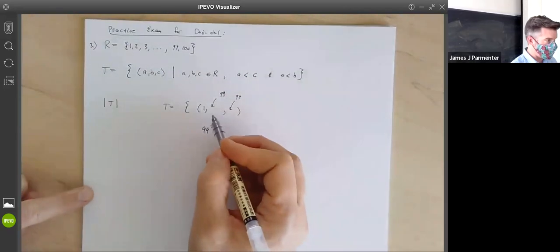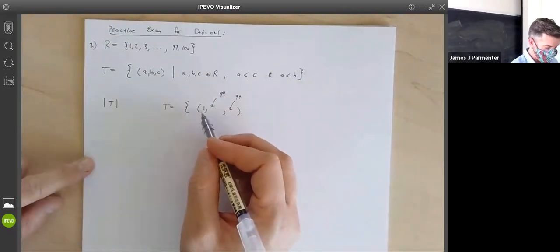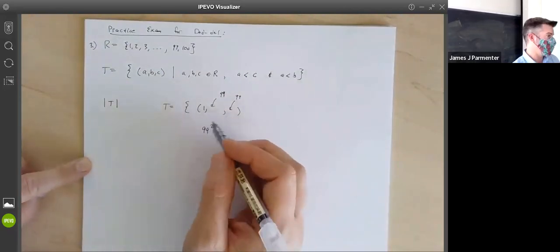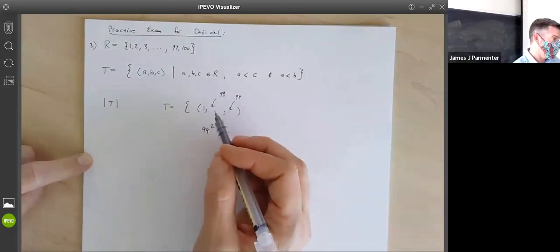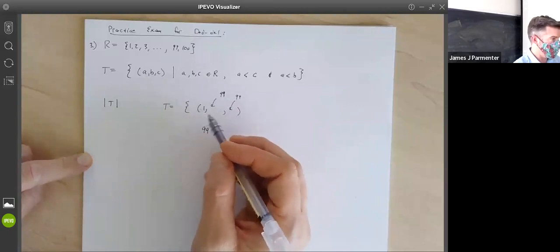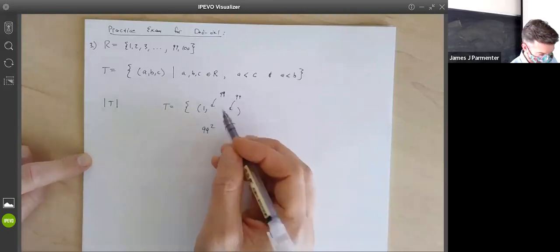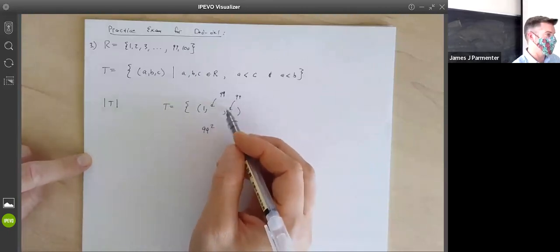Because anything here can go with anything here. So it could be 1, 2, 2, or 1, 2, 3, or 1, 2, 4, or 1, 2, 5, all the way up to 1, 2, 99, and then we can change 2 to 3. 1, 3, 2, 1, 3, 3, 1, 3, 4, 1, 3, all the way up to 99. So each of the things that can go here compare with each of the things that can go here.